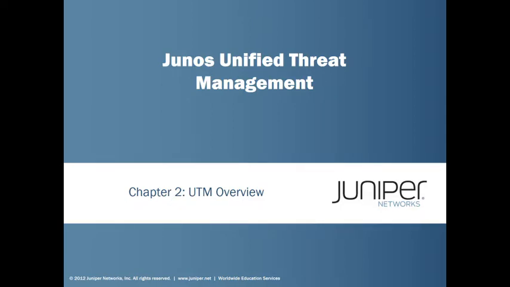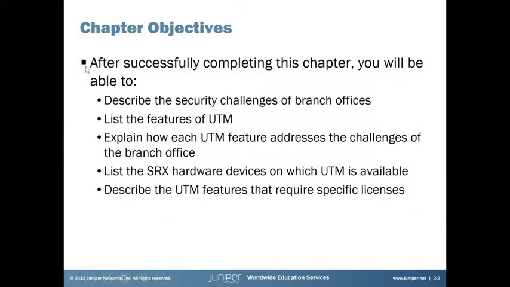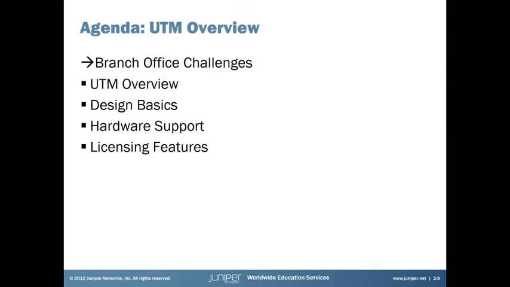Okay, so let's take a look at Unified Threat Management, and we'll get into finding out what this is all about. Essentially, we are going to look at the challenges of branch offices. We're going to look at the features of Unified Threat Management, and look at how each of these features addresses the challenges of a branch office. And we'll take a look at the hardware devices on which UTM is available, and look at the features of it and the various licenses that are required to run it.